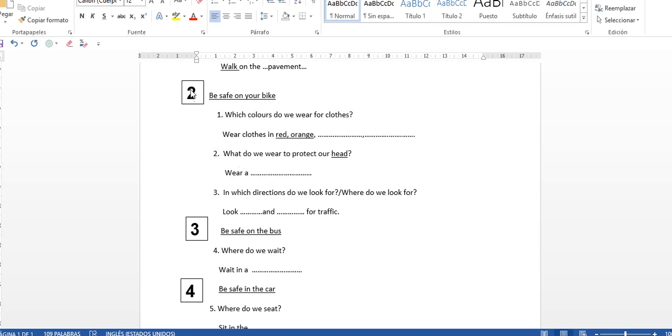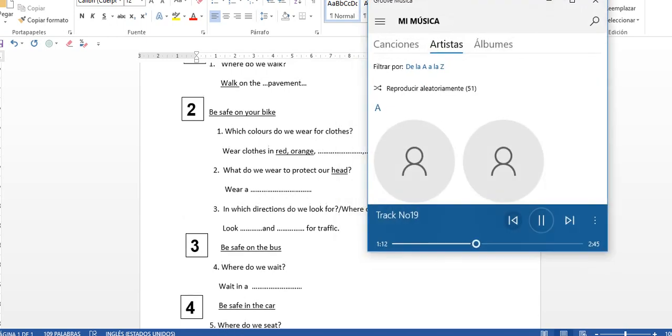Wait for number two. Okay. Be safe on your bike. Okay, listen. Wear clothes in bright colors. Red, orange, yellow, white. Don't wear black or brown. Cars, buses, and lorries can't see you. Okay, I'm going to repeat again.